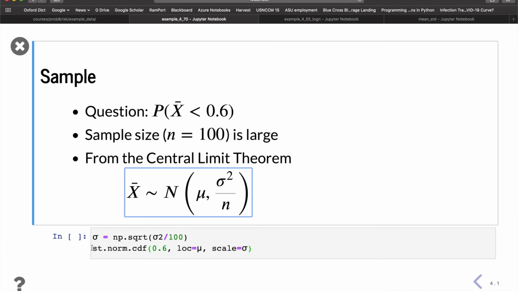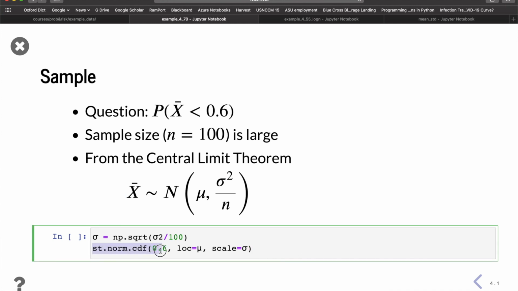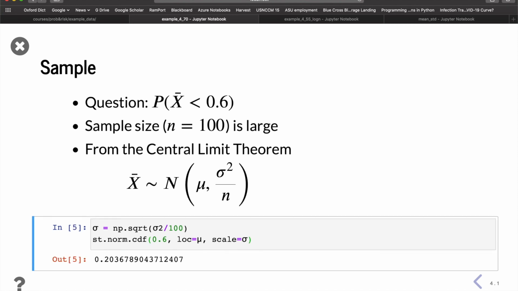And then we are going to compute the CDF, so that's the integral from minus infinity to 0.6 of a normally distributed function whose mean is mu and standard deviation is sigma. So this is the way that you have to tell Python, or this Python function, to compute the CDF, the cumulative distribution function. Okay, so if we execute, we have that the probability is 0.20. So that's the probability of x bar being less than 0.6.